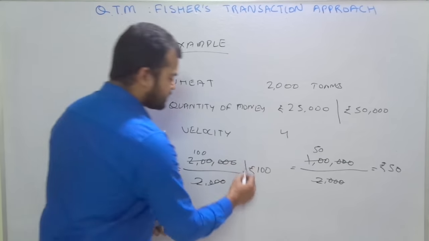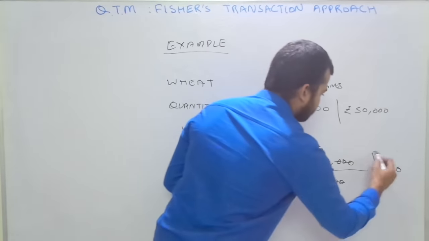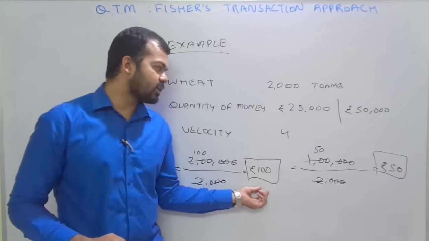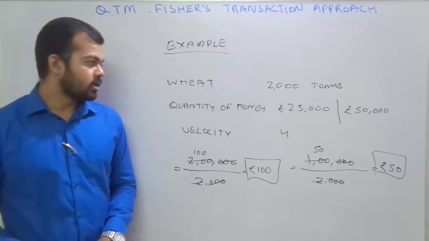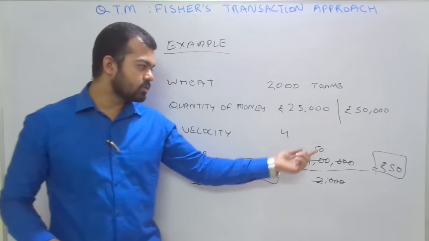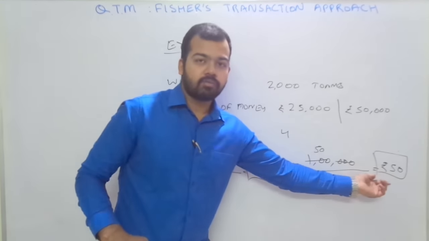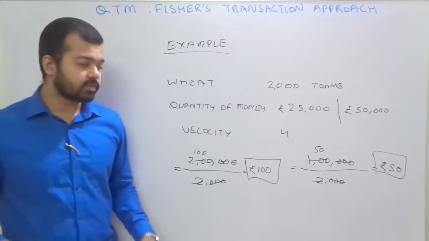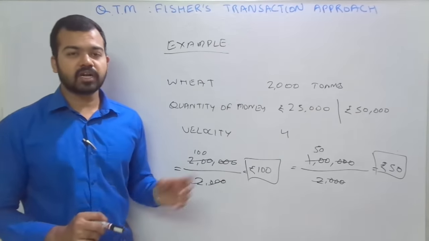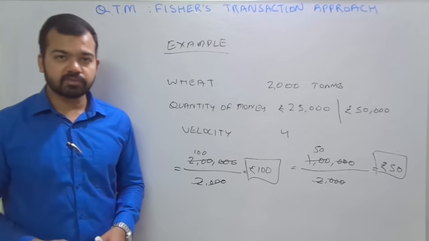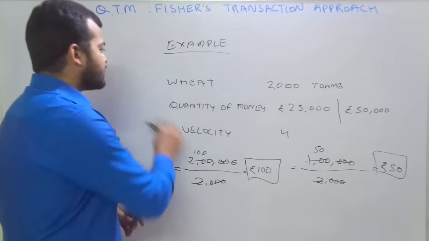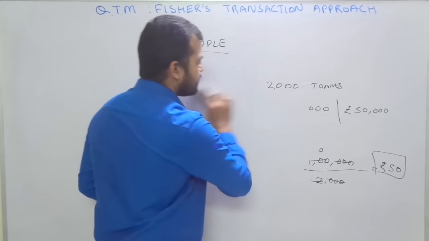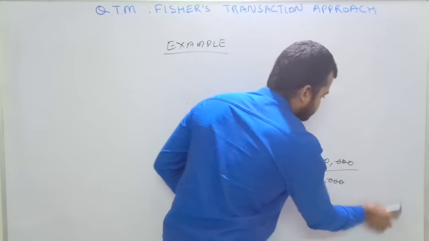Now it is evident in front of you that whenever you double the quantity of money, the prices in the economy will also double. So in the first example we took 25,000, the price was 50 rupees. In the second example, 50,000 was the quantity of money, and the price is doubled. So that's a simple example given by Irving Fisher to understand the direct relationship between the quantity of money and the level of price in the economy.